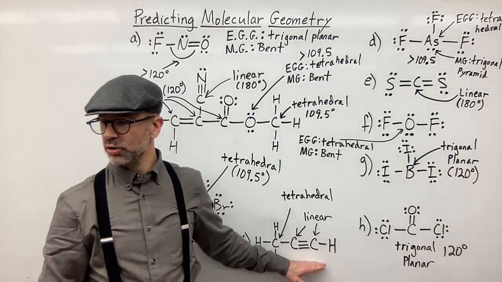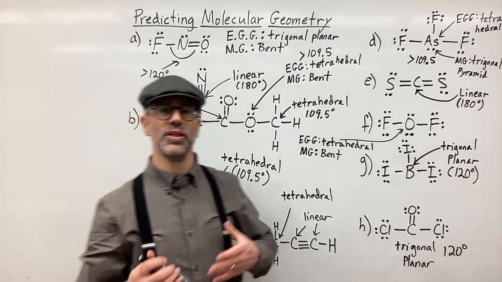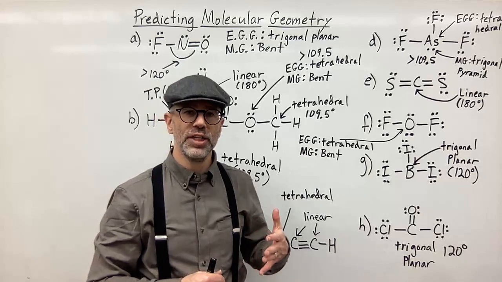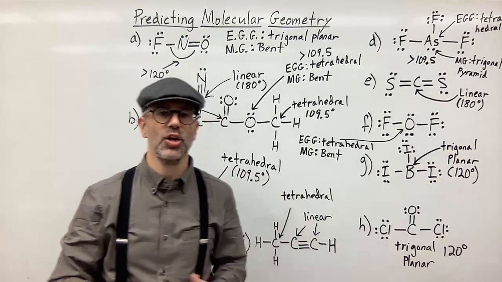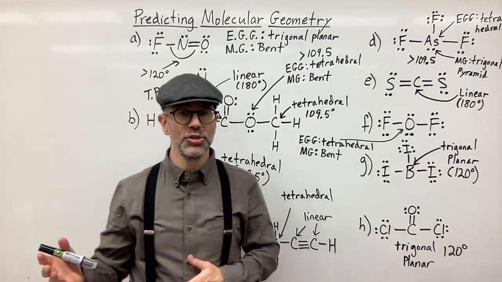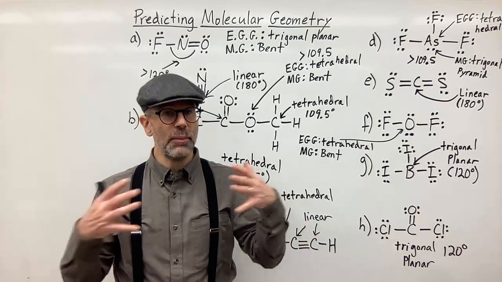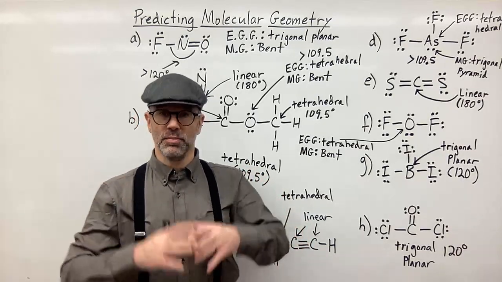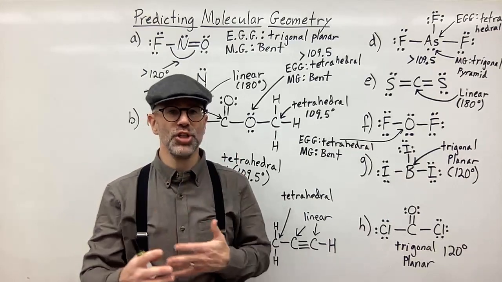Okay, and so that's it for this video. I hope this was helpful. I hope this helped clarify how to figure out whether your central atom has an electron group geometry or molecular geometry, and whether those geometries are identical or different. Hopefully this helped you use your chart.